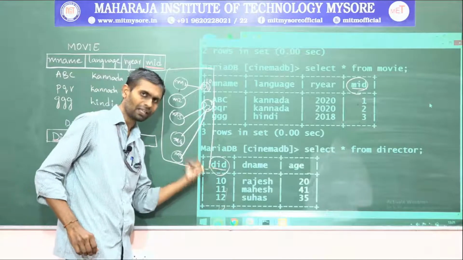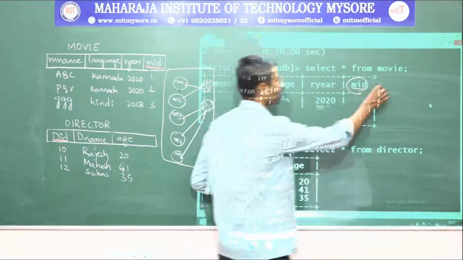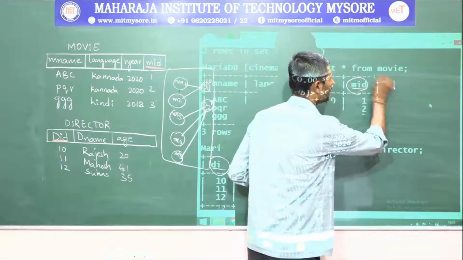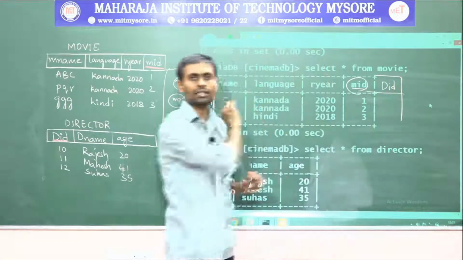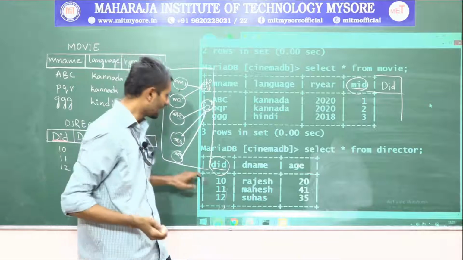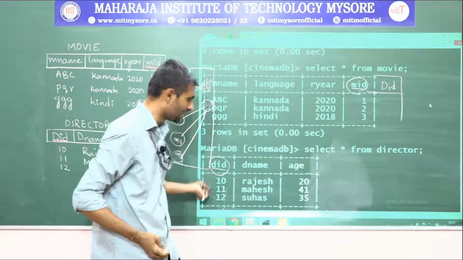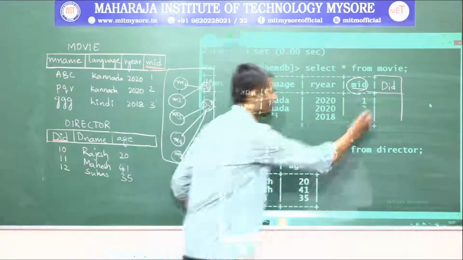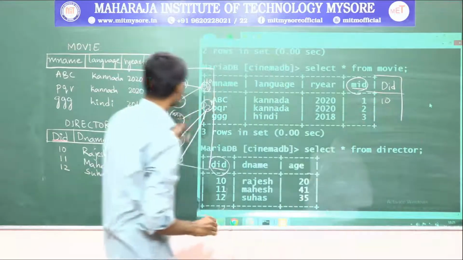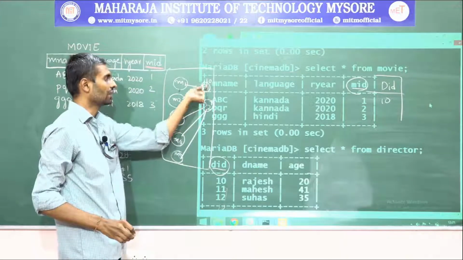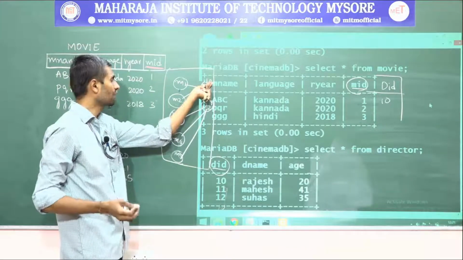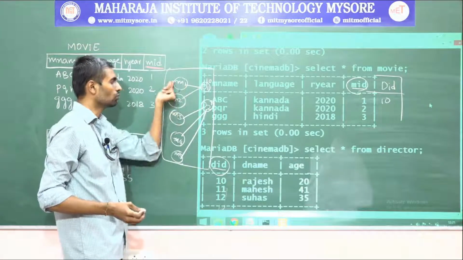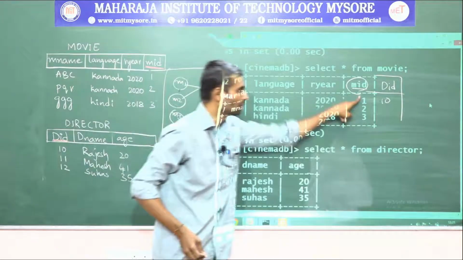So just pick this attribute and make it a foreign key attribute here. Then what happens? I can have all values which are present in the director table here. The same thing here, possible, right? I can have, let's say, for example, 10. What exactly I want to show, friends, here? A director D1, that means 10, directed 2 movies, 1 and 2, right?